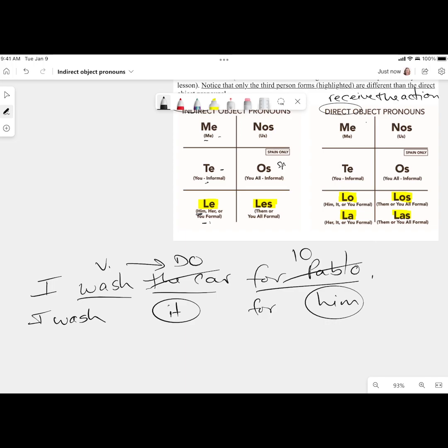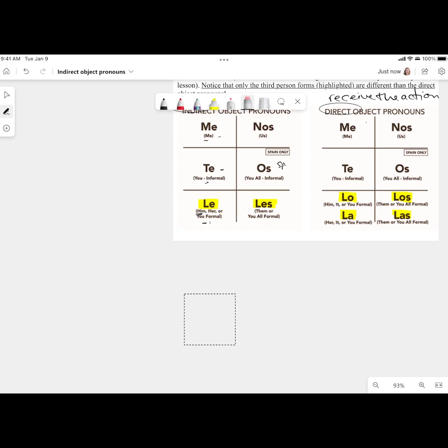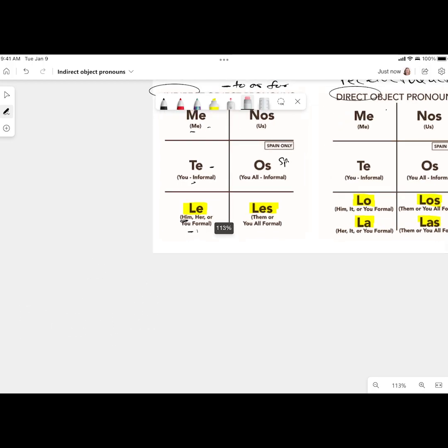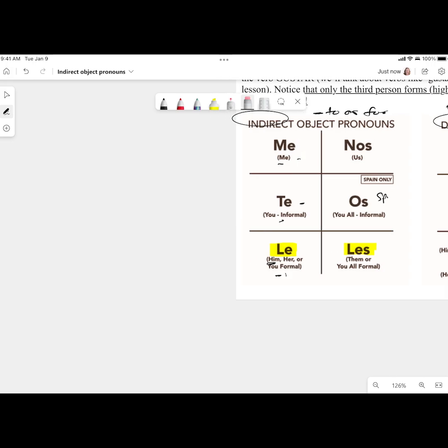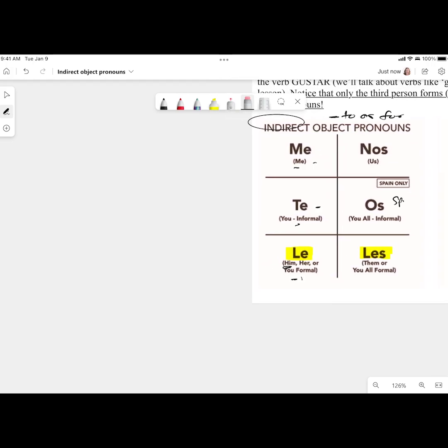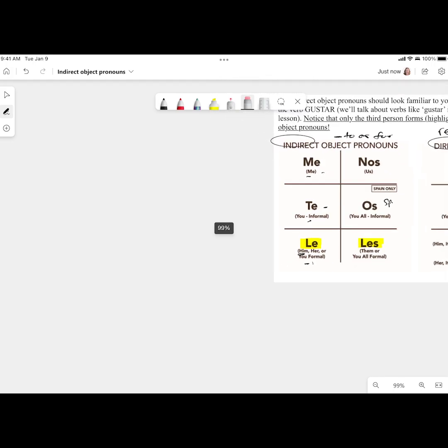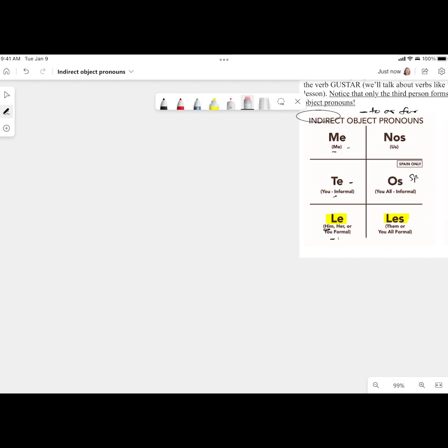So this makes our speech much simpler when we're just saying I wash it for him instead of sounding very strange and saying I washed the car for Pablo. I waxed the car for Pablo. It would sound kind of weird if we kept repeating those objects in our sentence. But again, today we're only learning about indirect object pronouns. I just wanted to give you a forward glance at the direct objects to see how those are going to come into play later.